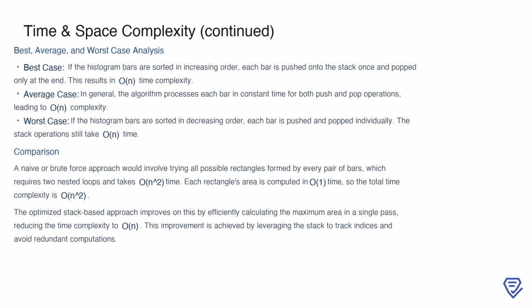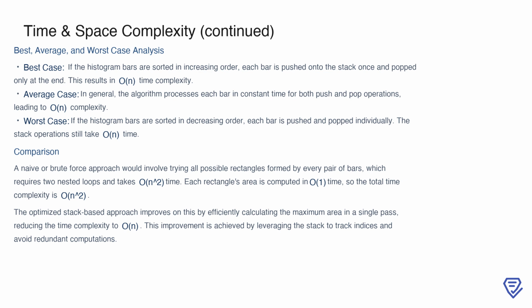Now, let's break this down into best, average, and worst-case scenarios. In the best case, when the histogram bars are sorted in increasing order, each bar is pushed onto the stack once and popped only at the very end, resulting in O(n) time complexity.